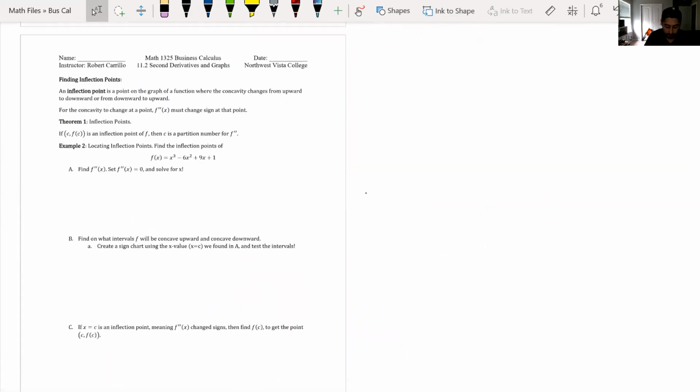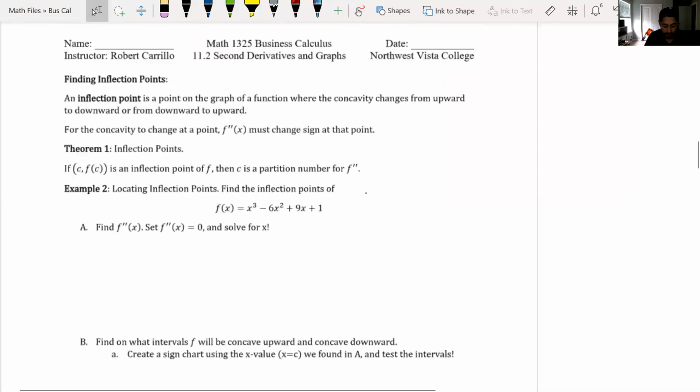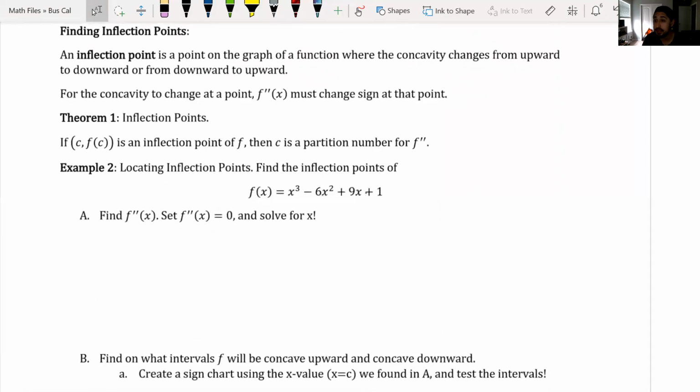Now, finding inflection points. Well, it's a good thing we did that already. To find an inflection point, we take the second derivative, we set it equal to 0, and solve for x. Now, here's more definition on what an inflection point is. An inflection point is a point on the graph of the function where concavity changes from upward to downward or downward to upward. So in order to be an inflection point, concavity must change. So the concavity must change sign at that point.